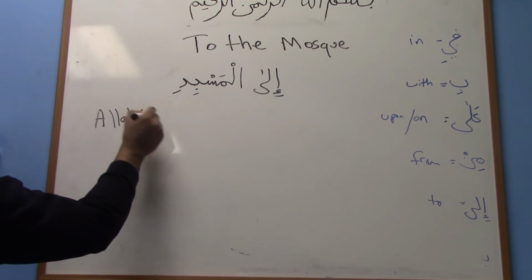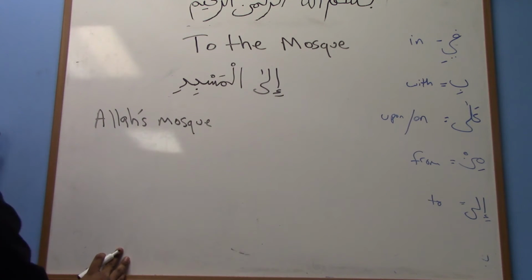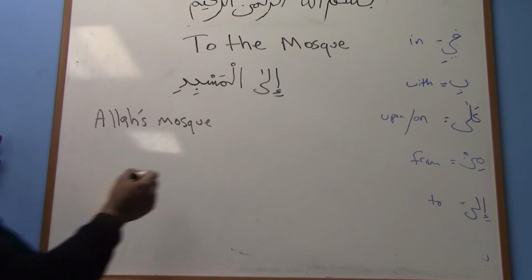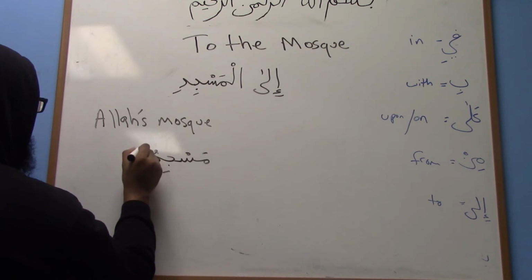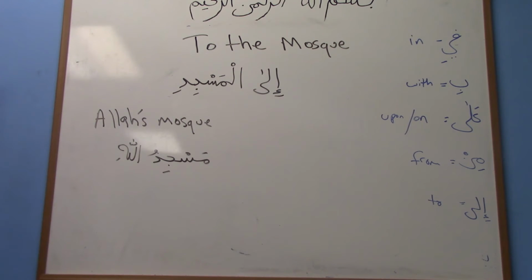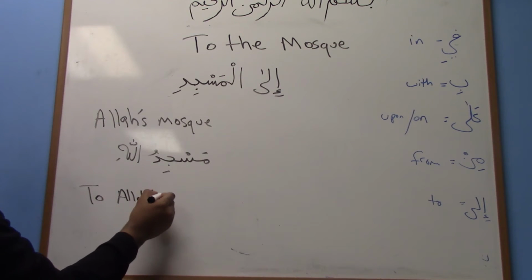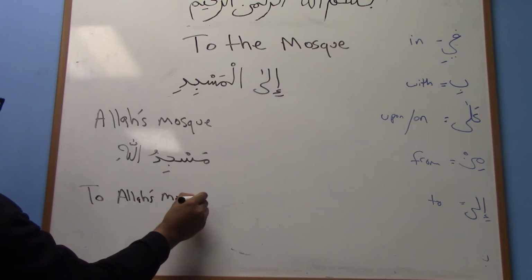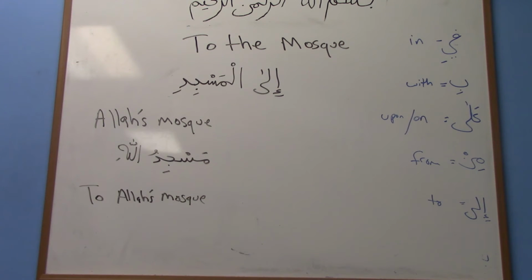How do you say Allah's masjid, or mosque? Masjidu Allahi. Masjidullahi. Now, how do you say to Allah's mosque? Let's write down the words. The first word that comes is what? Hold on one second. You just want to make sure that we write it down. To Allah's mosque.